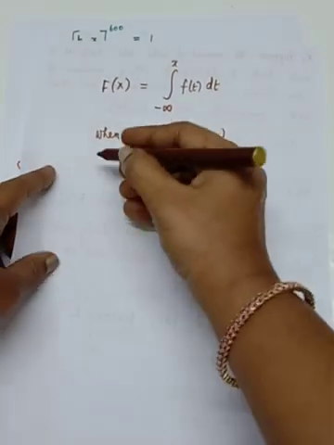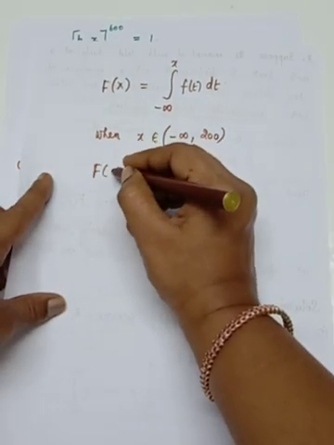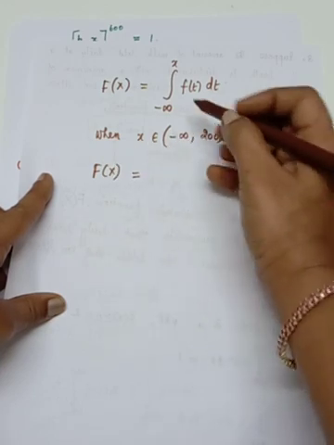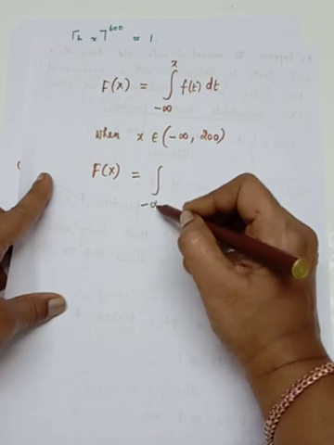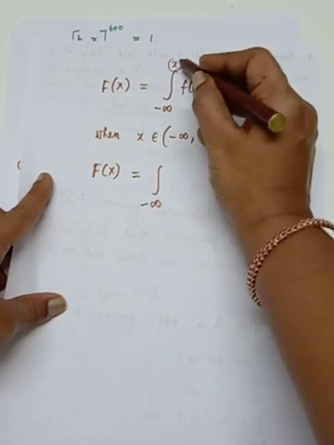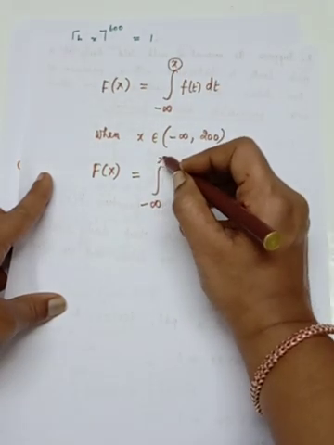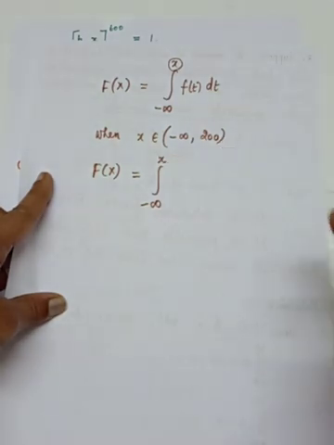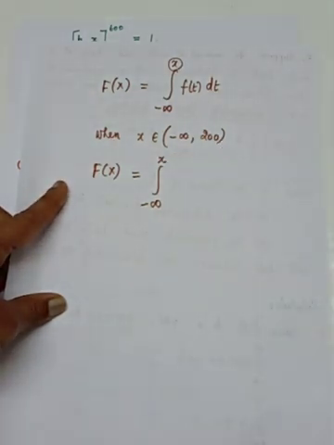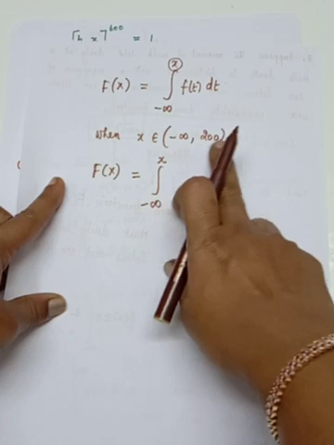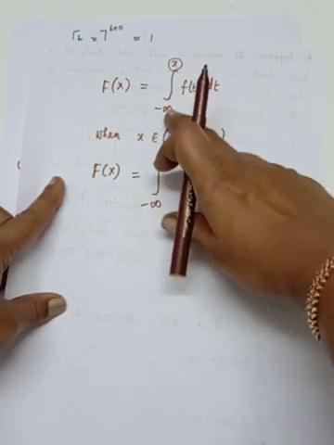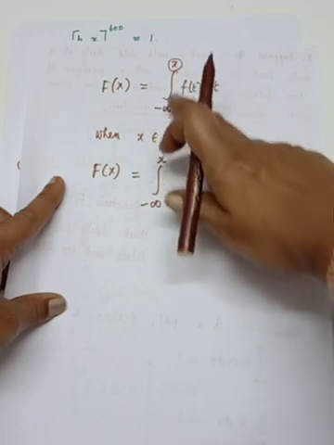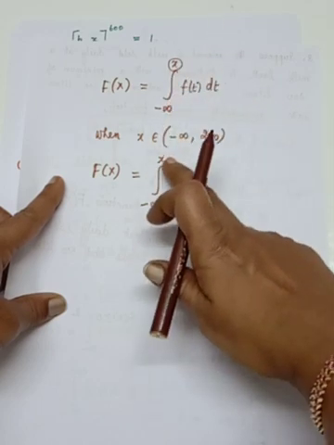Okay, so what are we going to find? We are going to find capital F of x. So according to the formula, we have to start from minus infinity, and end at x. X is not a single number. If it is a single number, 200 means you can stop at 200. But x itself is an interval. So that's why I have written x only, because I have to complete this limit. So minus infinity to x.